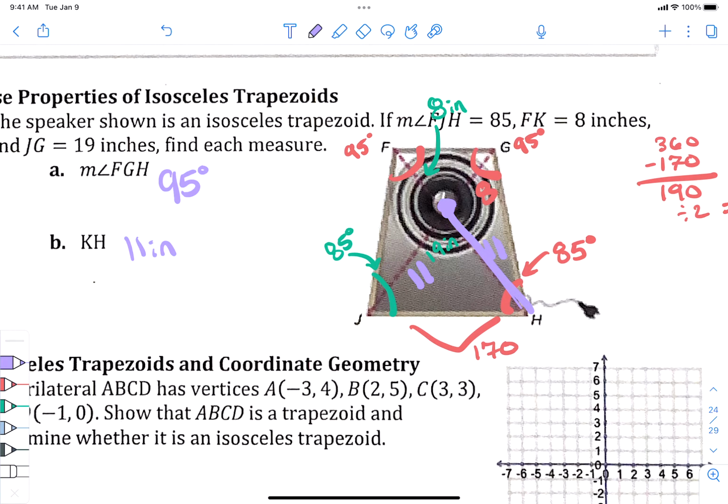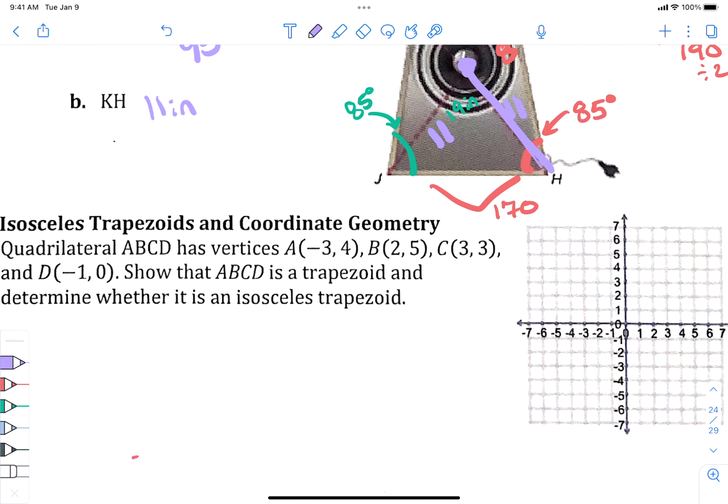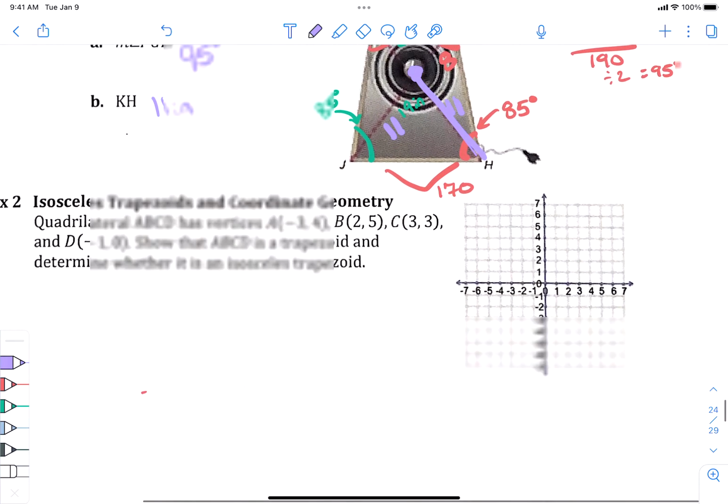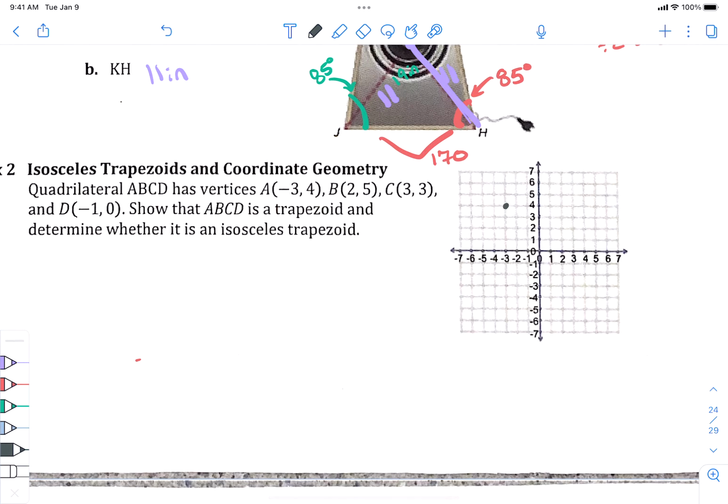Okay? All right. This next one is my favorite of all the graphing ones that we've done so far because I think it's kind of fun. And it's a little less work than the ones that we've done before. So let's graph him and let's see what they're asking us to do here. Negative 3, 4. That is A. That's my first one. B. C. And D.